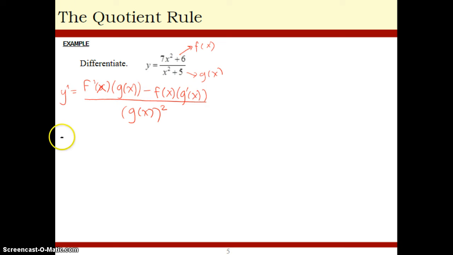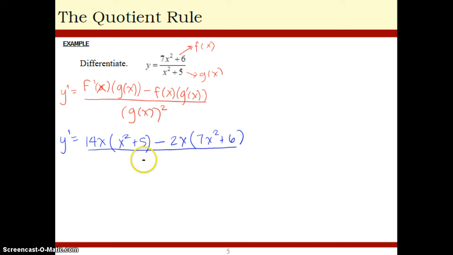So let's go ahead and apply that to a problem we have here. Y prime is going to be the derivative of f of x, which is going to be 14x, times g of x, x squared plus 5, minus the derivative of g of x, which is going to be what, 2x? Yes. Times f of x, which is going to be 7x squared plus 6. We're going to divide all of that by just g of x squared, so x squared plus 5 squared.